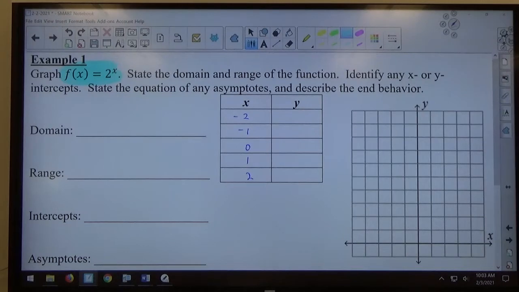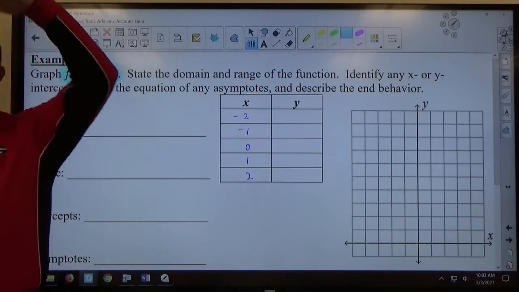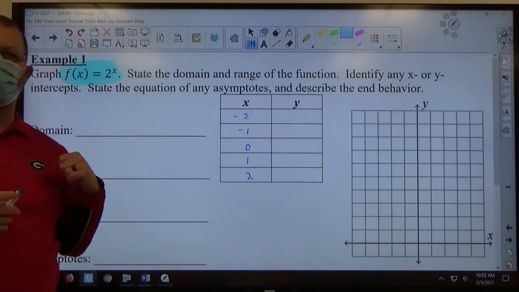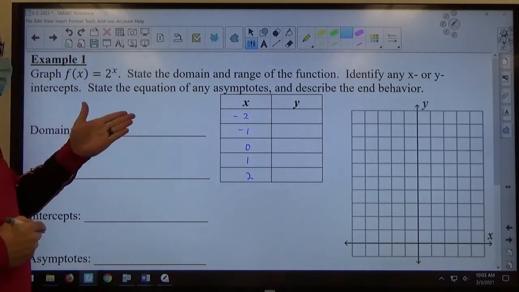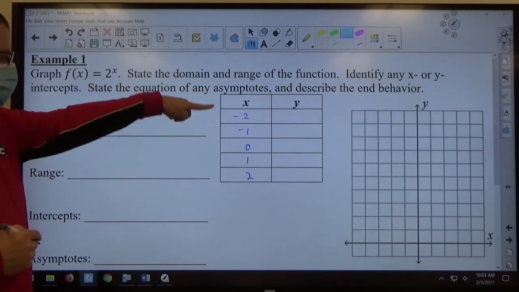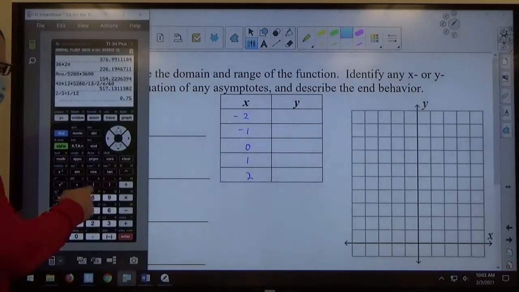Nothing magical about those numbers. They're small, they're integers. 2 to any one of those powers is not going to be some ginormous number that's going to make me have to get a piece of graph paper that's as tall as the ceiling to be able to plot the points. Once I've established the numbers I'm going to pick, to get y, I'm just raising 2 to each of these powers. I can use a calculator to do that.